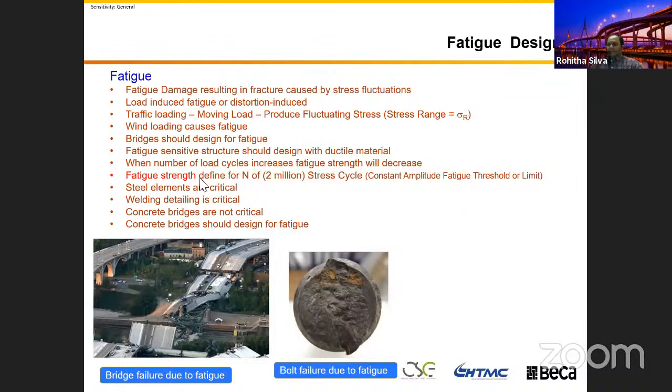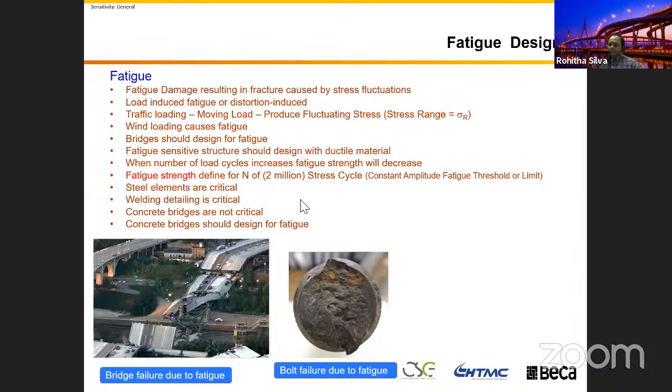Then for fatigue sensitive structures, we should design with ductile material. For example, in Australia, we don't use high strength bolts to design the sign structures, and we don't use high strength bolts to design the anchor bolts, because with high strength structures you get less ductility. You will see that later in the presentation. You have the crack, and then it could fail. Your selection of material is very important.